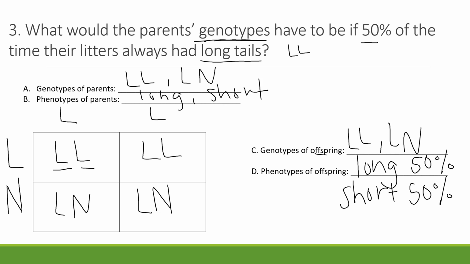Okay, that's the only way that it would work, where we would have 2 boxes that would give us the capital L, capital L's. If we were to cross it with a no-tailed cat, right? So if we had NN on the side instead of right here, then every single one of our boxes would be LN. So that would not work, right? That would be all 100% short. So we wouldn't be able to do it that way.